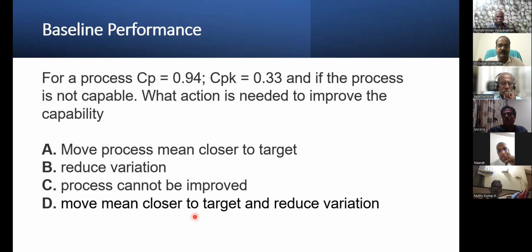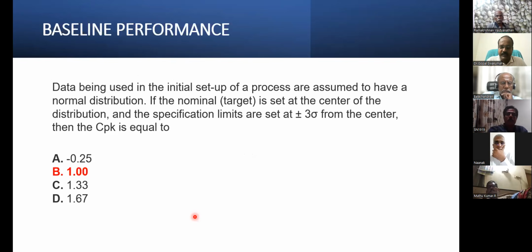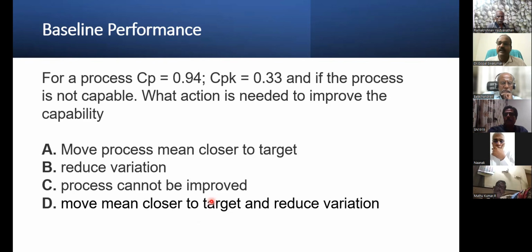One point we understood from your statement: since CP and CPK are different, you must move the mean to center, towards the target. Another thing, looking at the data, CP is less than 1.67. This is clearly telling your process is inconsistent. Variation is too much. So you have to reduce the variation.